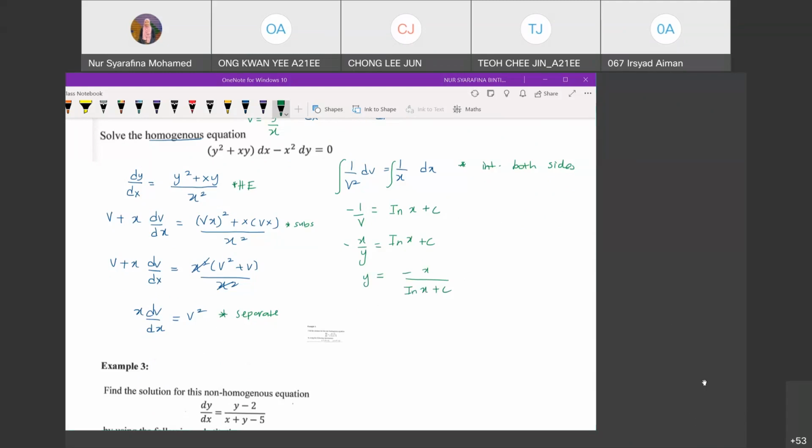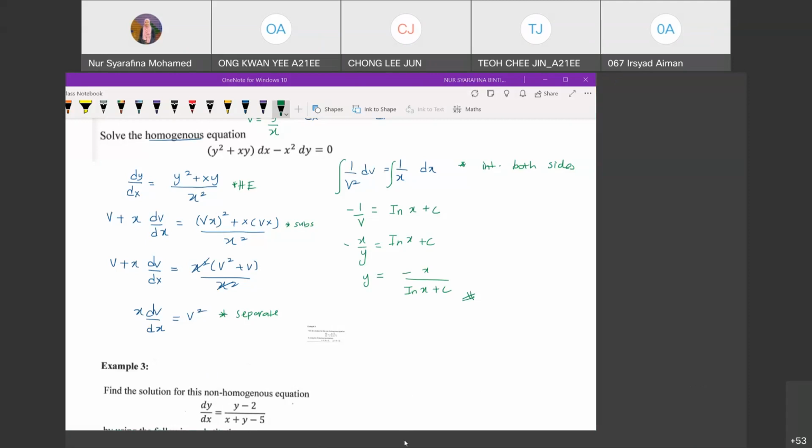Okay, everyone got it? There is no condition given, so we just stop at the general solution with the constant C there. Is that clear, everyone?